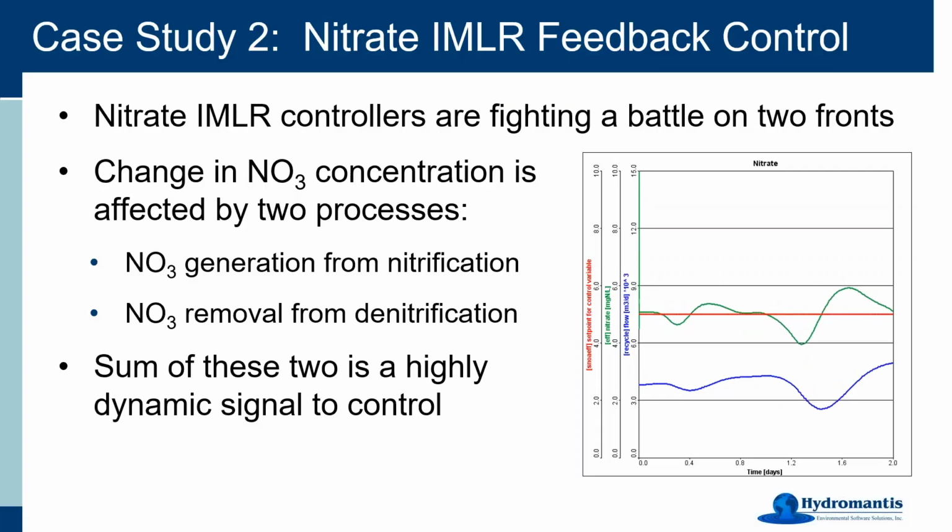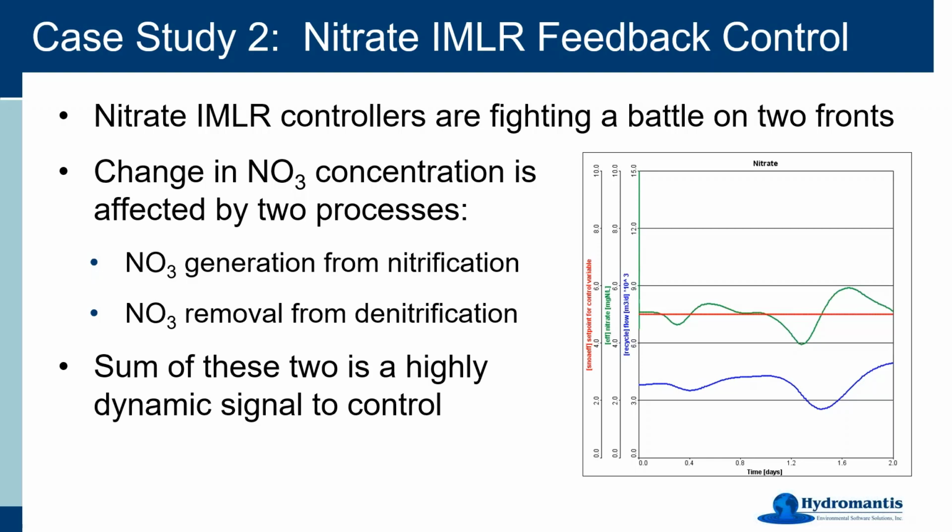Okay, part of the reason why that's a bit of a challenge is that nitrate controllers are really fighting a battle on two fronts. They're dealing with the fact that the nitrate concentration is dependent on two different things at the same time. One of them is the generation of new nitrate that's coming from nitrification. So if the amount of ammonia that comes into the plant changes, then the amount of available nitrate that could be generated is also going to change as well.